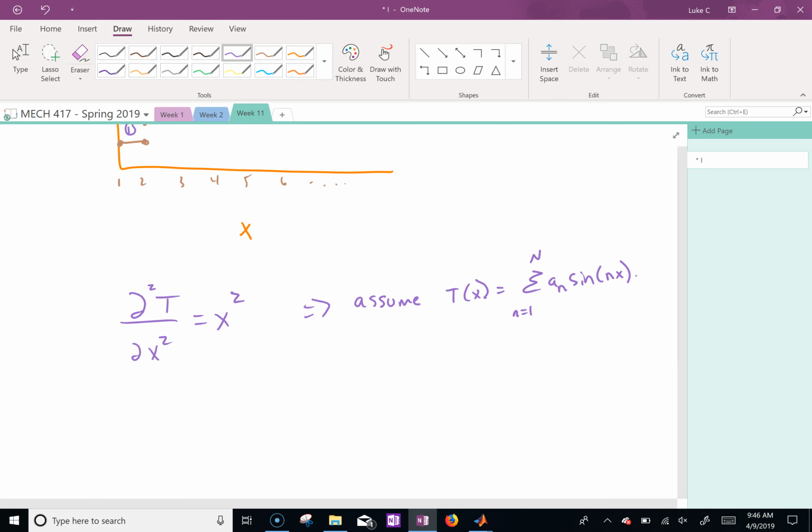So instead of assuming that this differential equation has a linear approximation, quadratic, you could also assume a sine or a cosine solution. We're going to do this first because it's easier to program and kind of shows you what we need to do.